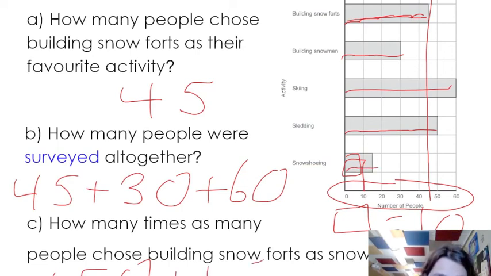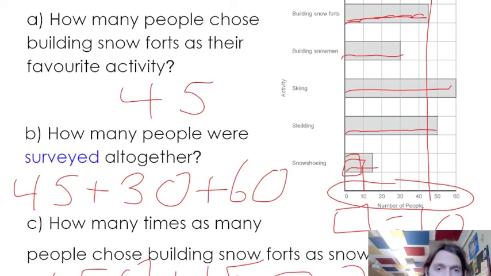So let's do the math now. How many people were surveyed all together? All right, let's do it together. I'm going to do it in my head. So 45 plus 30 equals 75, plus 60 equals 135, plus 50 equals 185, plus 15 equals 200. So 200 people were surveyed altogether.